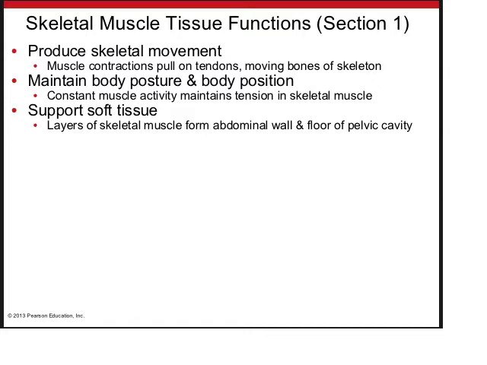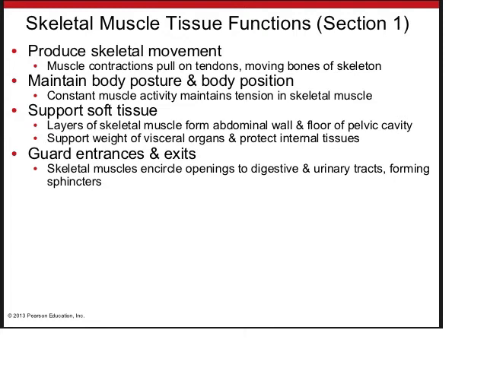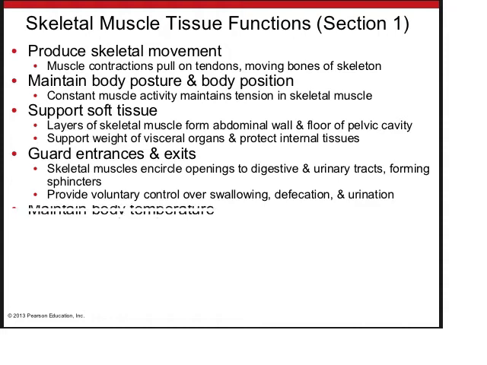There are layers of skeletal muscle that form the abdominal wall and the floor of the pelvic cavity that protect the internal organs located there. It also supports the weight of visceral organs and protects the internal tissues. It also guards entrances and exits to the body in the form of what we call sphincters. Skeletal muscle encircles openings to the digestive and urinary tracts, and they also provide voluntary control over swallowing, defecation, and urination.